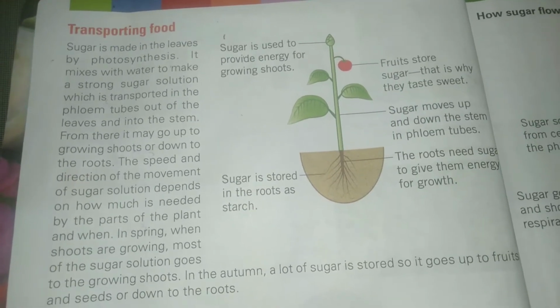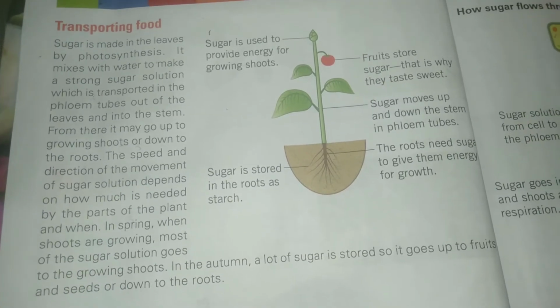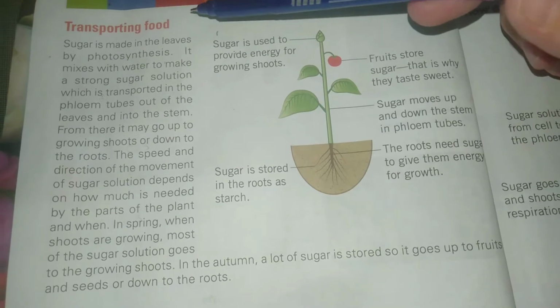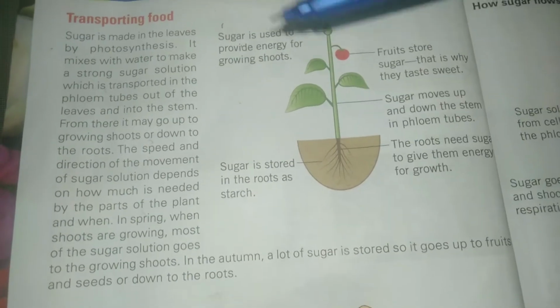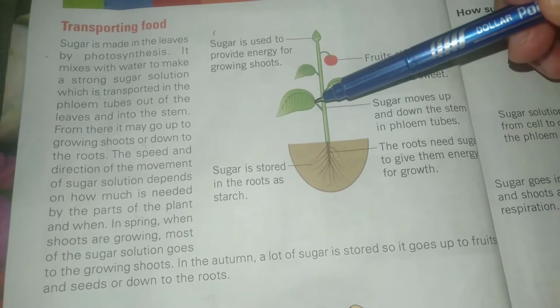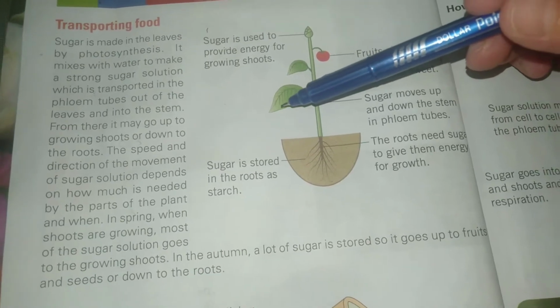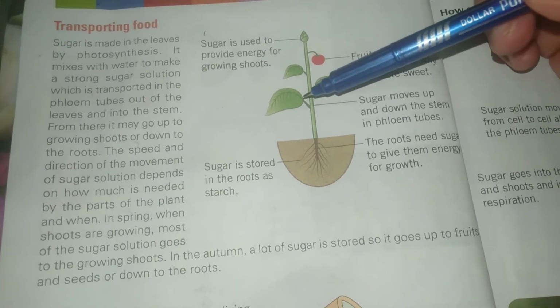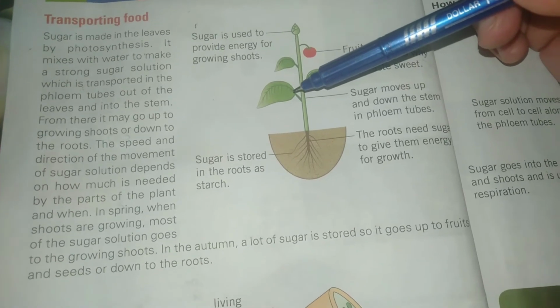We have started chapter number 2, plants and their system. Today we have to discuss the topic transporting food. Sugar is made in the leaves by the process of photosynthesis. This sugar mixes with water to form a strong sugar solution.